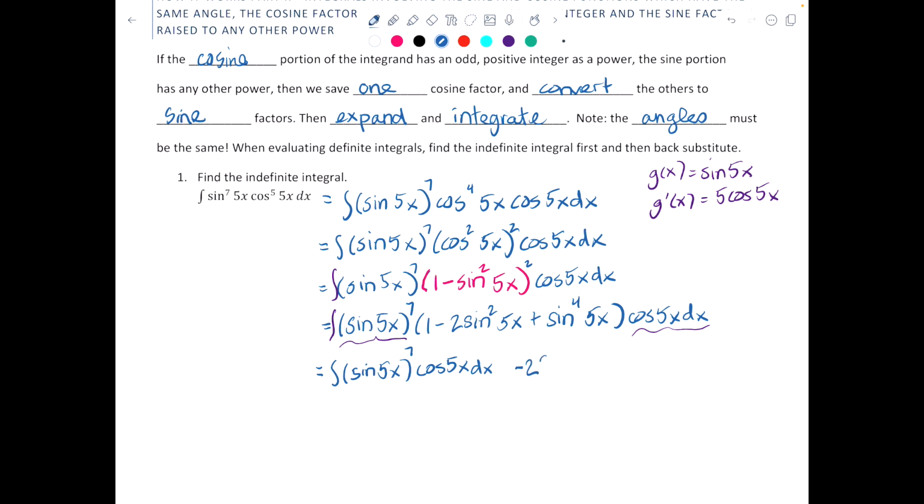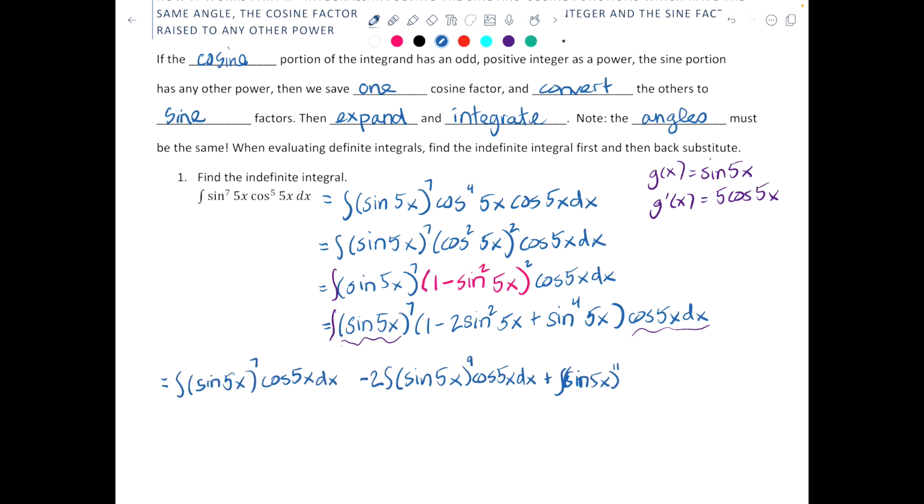minus 2 times the integral of sine at 5x raised to the 9th power, and then my cosine at 5x dx. And finally, we will have the sine function, so plus the integral of sine at 5x being raised to the 11th, sorry, I'm moving this over, my bad. And then we will have times cosine at 5x dx. So now each of these is missing a factor of 5 to have our g prime.